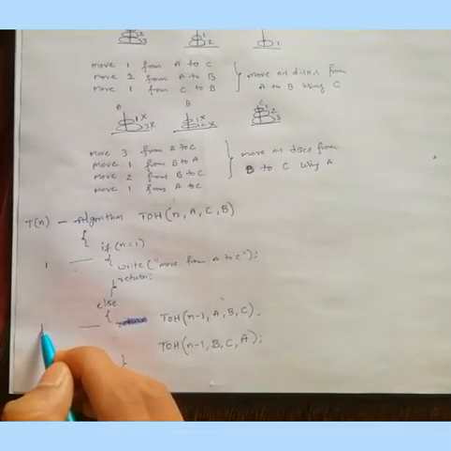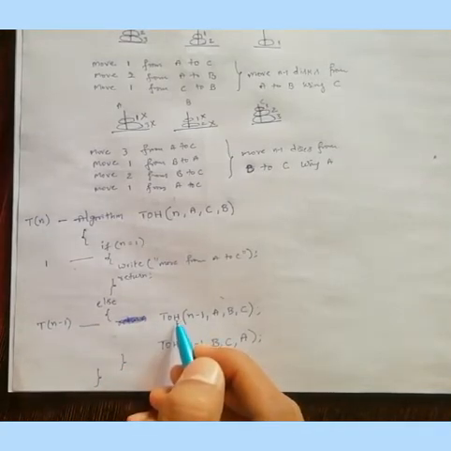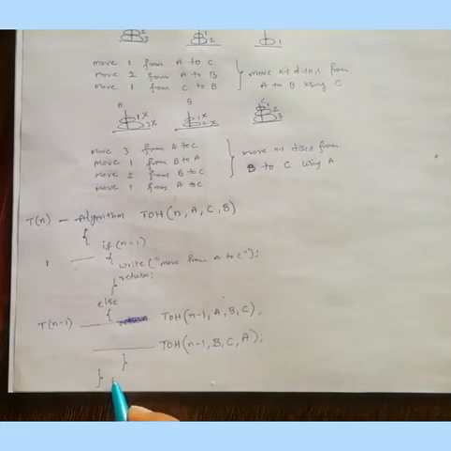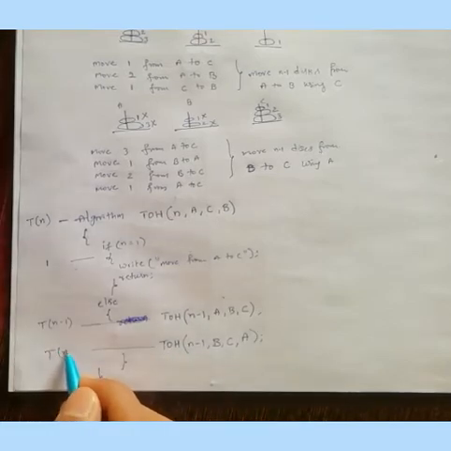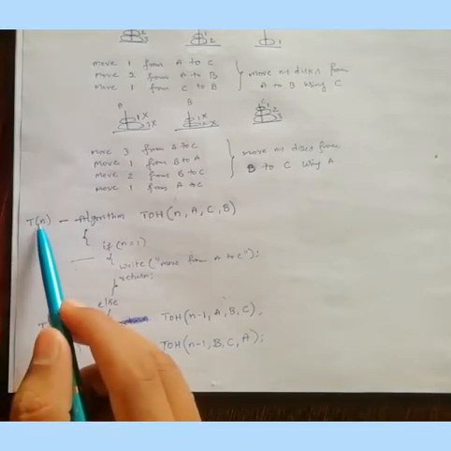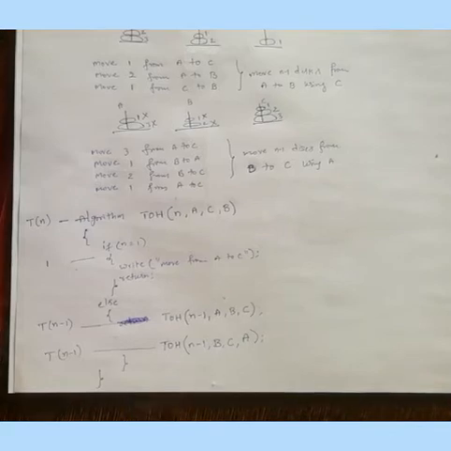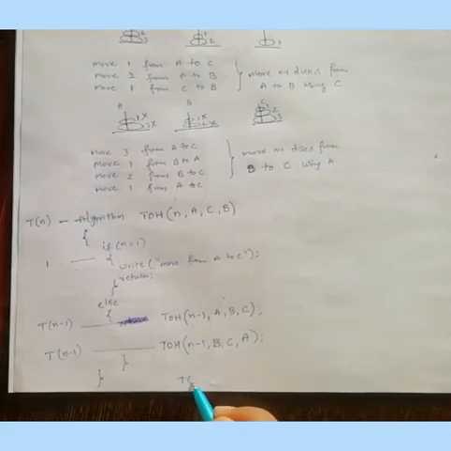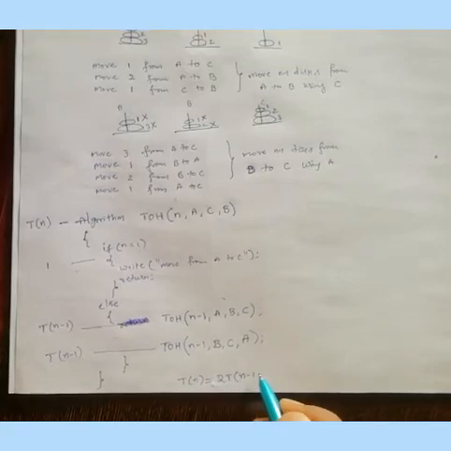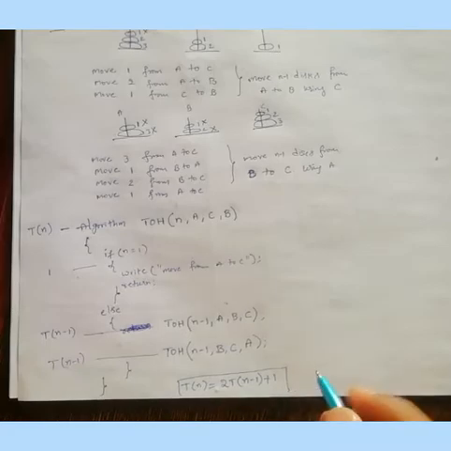If this executes n times, this will execute n minus 1 times. So what is the function? T of n minus 1 times this line will execute, and this instruction will again execute T of n minus 1 times. So just add: T of n is equal to 1 plus 2 T of n minus 1. So that is the relation. T of n is equal to 2 T of n minus 1 plus 1. So this is the recurrence relation.